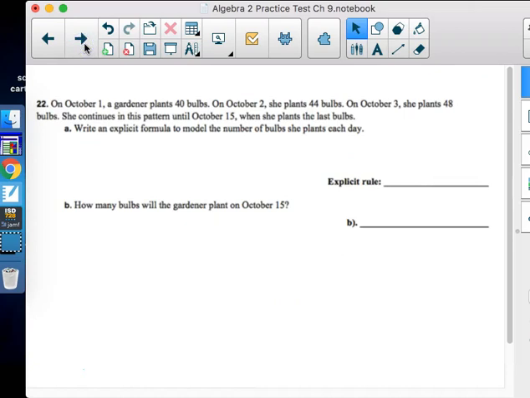Oh, a word problem. Oh, it's got to be really hard. On October 1st, a gardener plants 40 bulbs. On October 2nd, she plants 44 bulbs. She really likes tulips. On October 3rd, she plants 48 bulbs. She continues in this pattern until October 15th, when she plants the last bulbs. Write an explicit formula to model the number of bulbs she plants each day. Is it arithmetic? Geometric? Neither? Arithmetic. Oh.